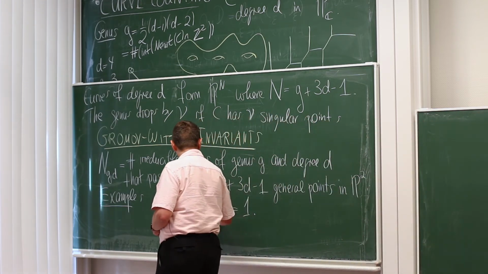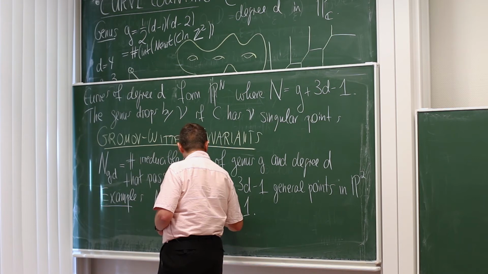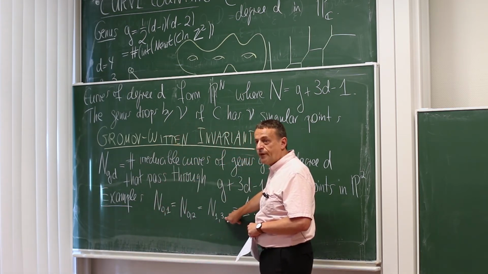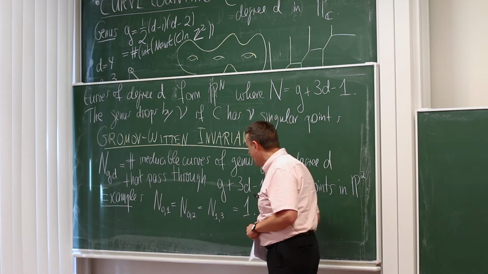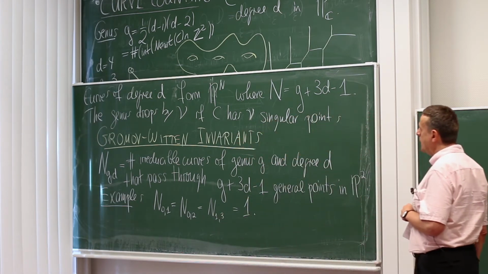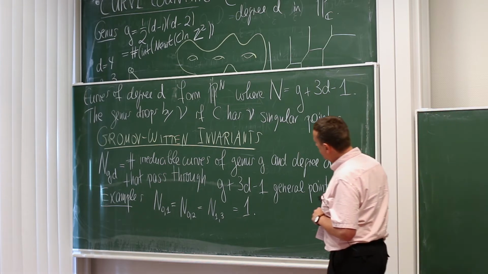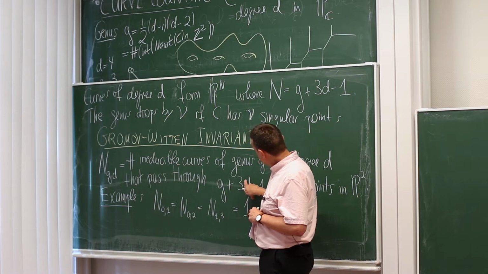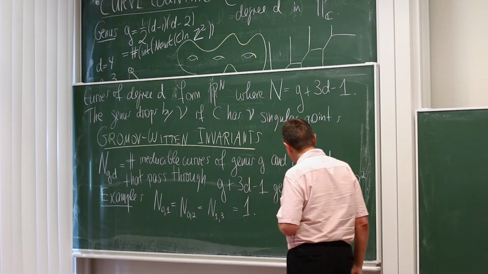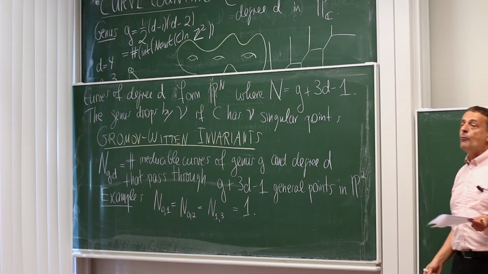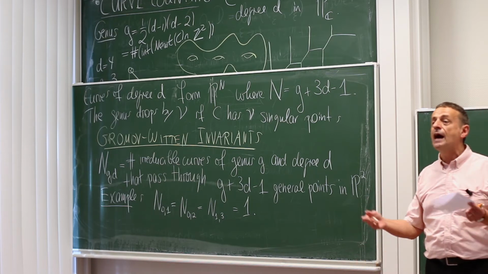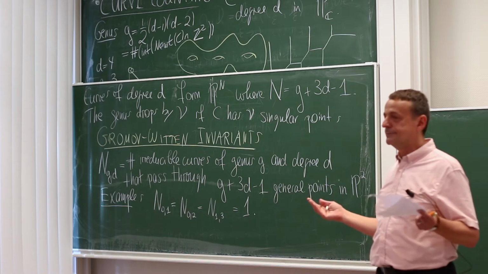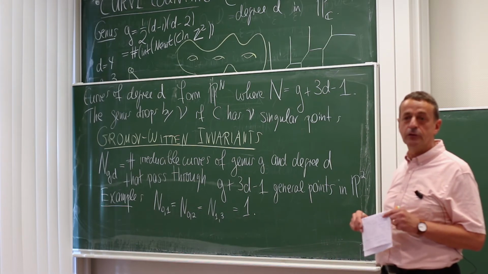Likewise, N13. Well, these are now cubic curves. A cubic curve without singularities has genus 1. So this is g equals 1, d equals 3. So we plug this in one more time. So we have 1 plus 9 minus 1 makes 9. So then the question is, how many cubic curves pass through 9 given points in the plane? Well, the answer is 1. So this is very easy interpolation.